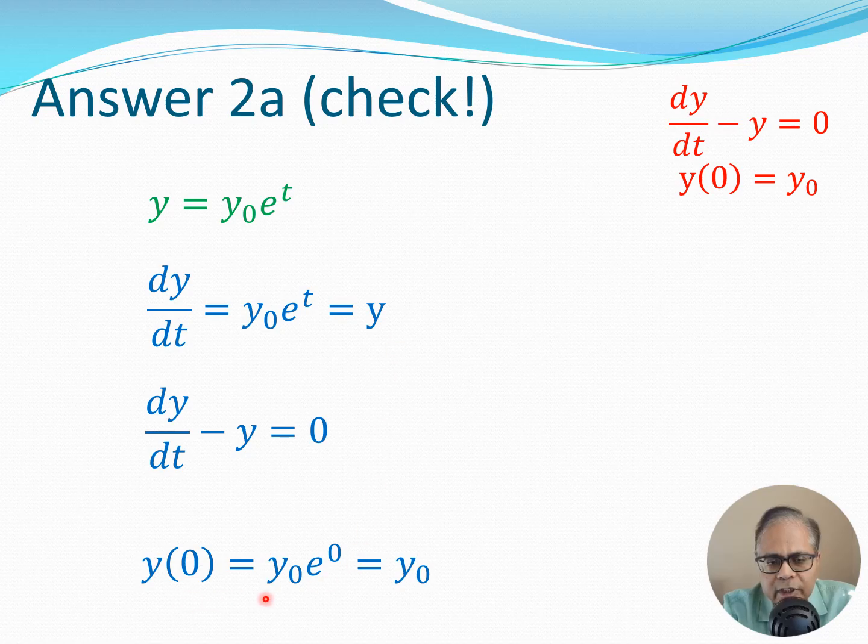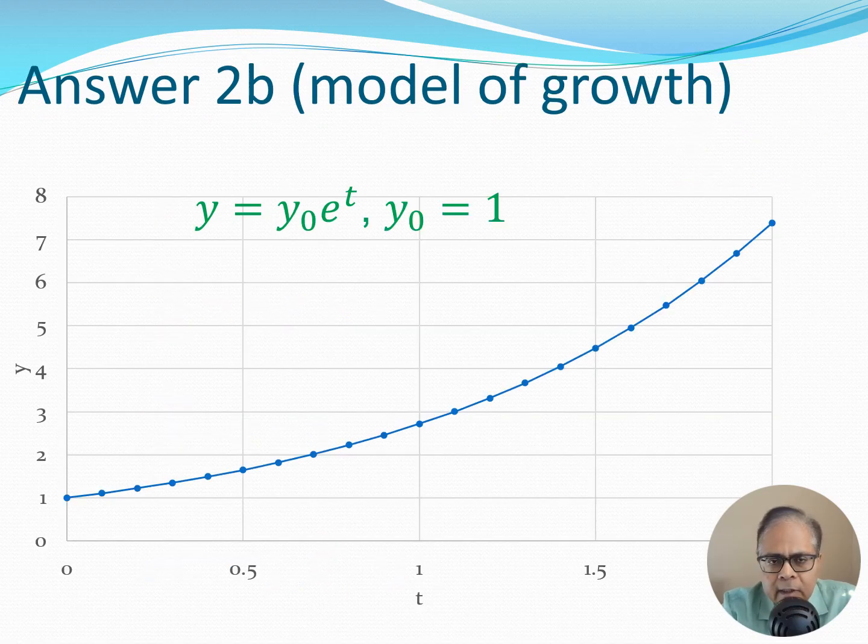And also you see that at t equals 0, you get y0 e to the power 0. E to the power 0 is 1. So this gives us y0. So if we plot this, we get this particular curve, which is in fact the solution to many growth problems out there: population growth, bacteria growth, growth of many kind of things, and so on. And all these growths can be modeled as y is y0 e to the power t.